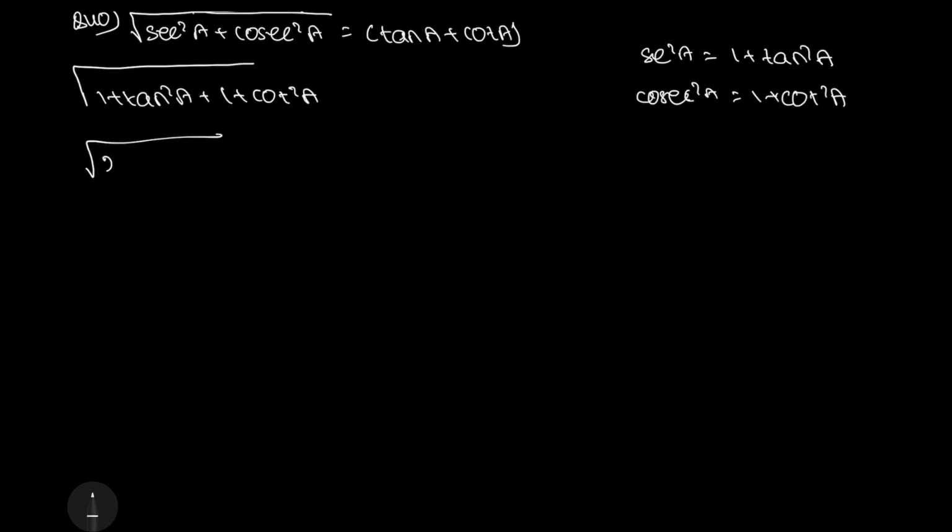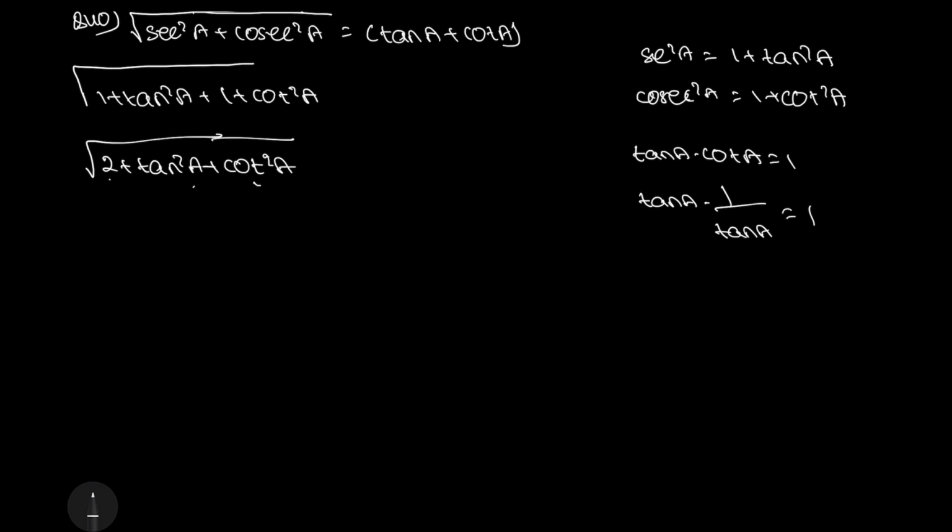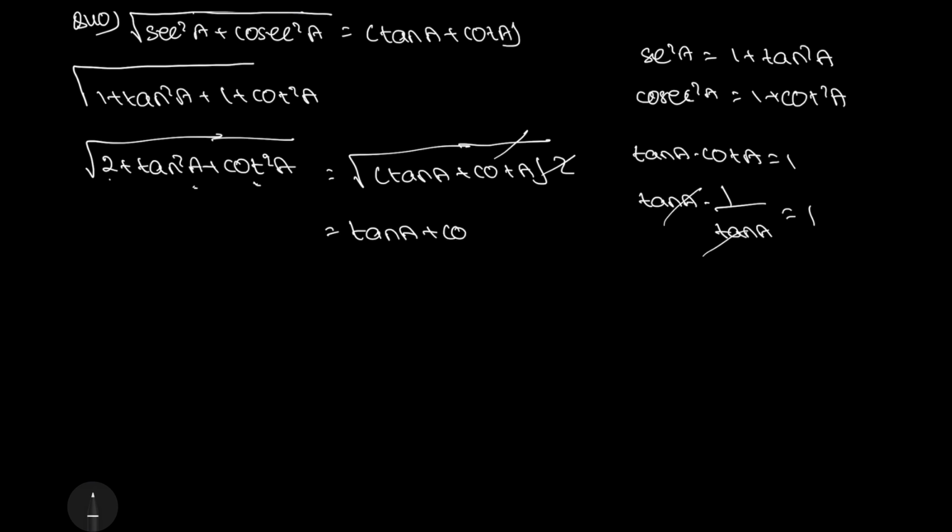So 1 plus 1 is 2 plus tan square A plus cot square A. If we observe this, it is in the form of A square plus B square plus 2AB. Tan A into cot A is equal to 1, because cot is nothing but inverse of tan. So this cot A into tan A can be written as 1. So it is in the form of A square plus B square plus 2AB, which is A plus B whole square, which is tan A plus cot A whole square. So now we can cancel out the square and root. We'll get tan A plus cot A.